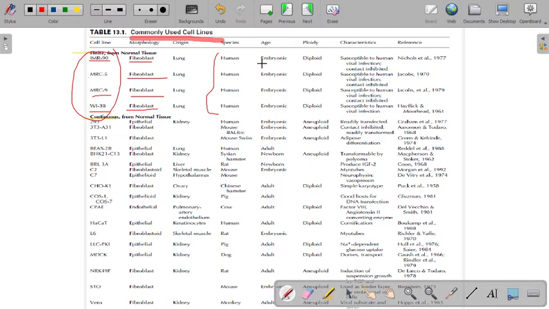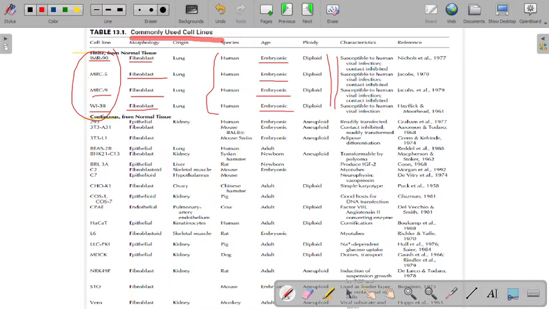Now from where exactly have they originated or been taken? They are all from embryonic stem cells. Embryo is the basic origin. And then what is the ploidy condition? All are diploid in condition. The characteristic written here is that they are susceptible to human viral infection, and contact inhibited. So these are all susceptible to viral infection.